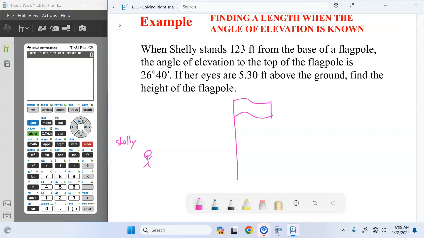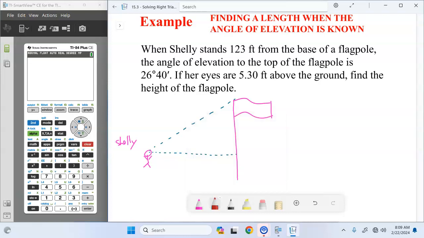So she's staring at this flag. And so we have two things. We have Shelley's line of sight on a horizontal line. We also have the flag that Shelley's looking at. The horizontal line of sight and the flag that she's looking at form a triangle, which is why it's a trigonometric application. So what we want to do is find how tall the flagpole is.